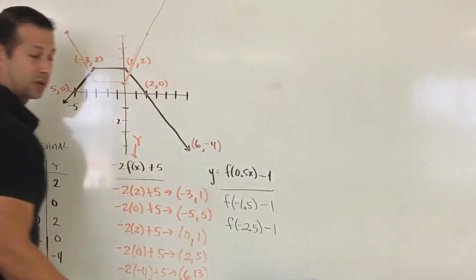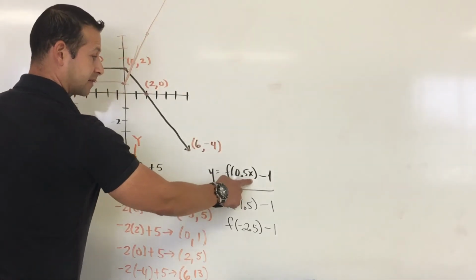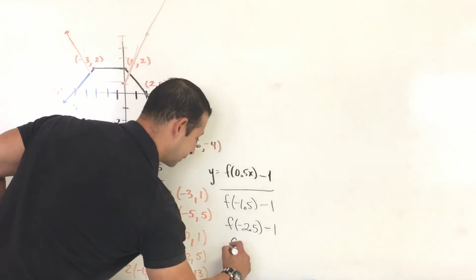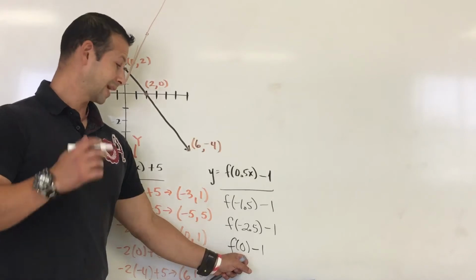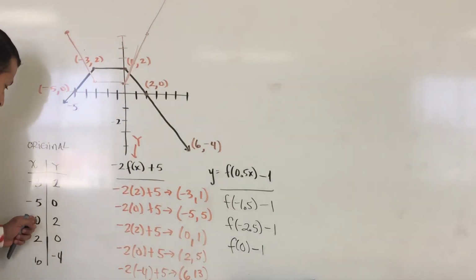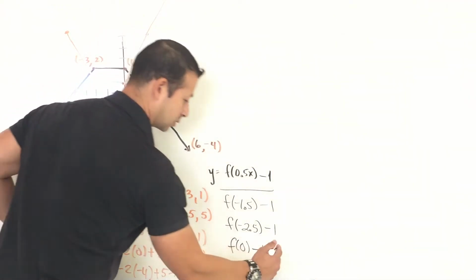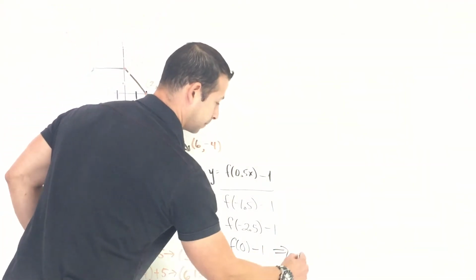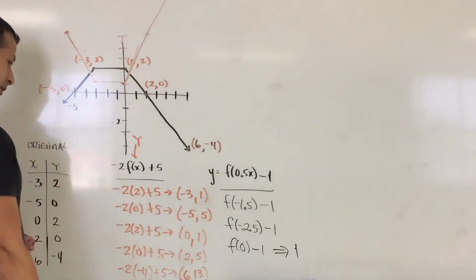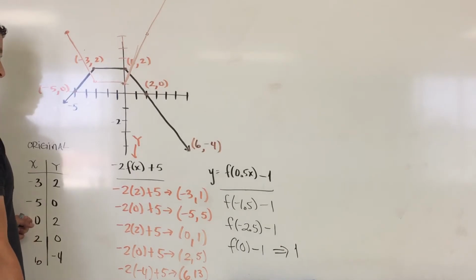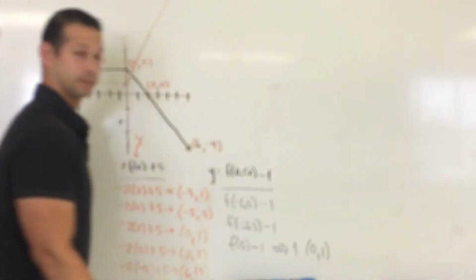0.5 times x. X is my 0. So 0.5 times x is 0. So we have f of 0, take away 1. What is the y value when x is 0? When x is 0, the y value is 2. 2 take away 1 is 1. Okay? So that means the new point for this guy, what did I plug in? 0. So it'll be 0, comma 1.